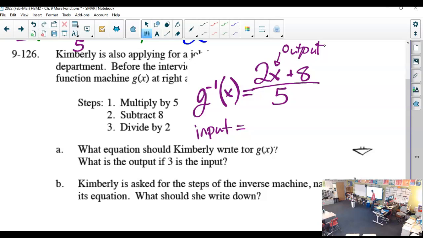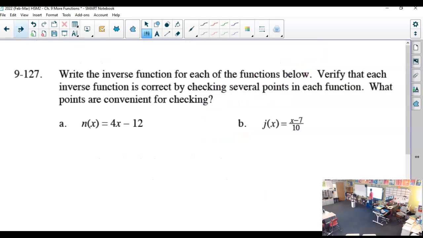Alright, we'll try one on your own. Steps are not listed out, although we could list the steps out if we wanted to. If struggling, I would use y instead of the function notation. But if not struggling, then you're fine.